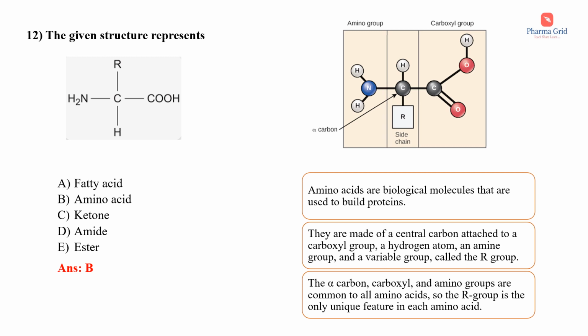The alpha carbon, carboxyl, and amino groups are common to all amino acids. So the R group is the only unique feature in each amino acid. So here you can see the structure of amino acids. This is the central carbon, which is the alpha carbon. This is the hydrogen atom and this is the amino group, NH2 group, and this is the carboxyl group, that is the COOH group.